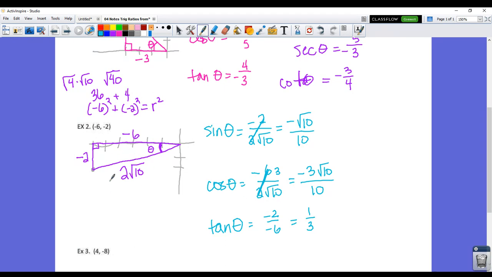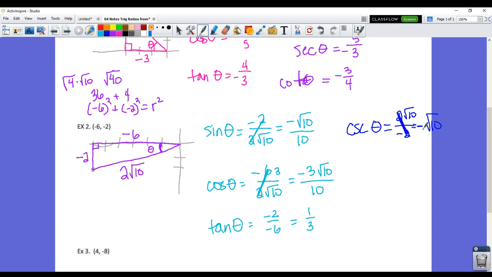Okay, like I said, in the third quadrant, since it's a negative y over a negative x, you have a positive tangent value. Okay, so now let's hit those reciprocals. The cosecant is going to be hypotenuse over opposite, so root 2 roots of 10 over negative 2, which cancels out and it just becomes negative root 10.